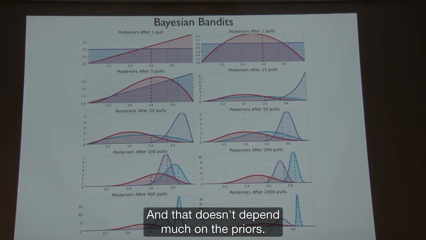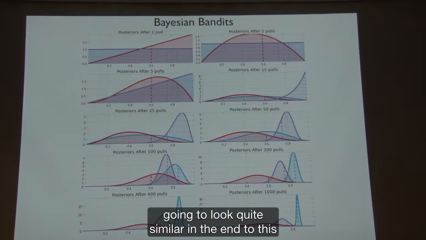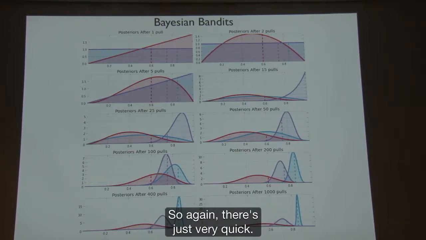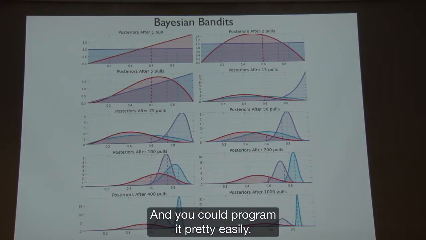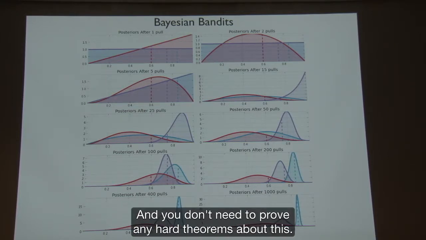And that doesn't depend much on the prior. So you could change that prior and do something else like this, and it's going to look quite similar in the end, as long as your sample sizes are reasonable. Okay? So again, that was very quick, there was very little math there, right? It's just a simple algorithm that you could come up with in 5 minutes, and you could program it pretty easily, and then you can try it out. And you don't need to prove any hard theorems about this.